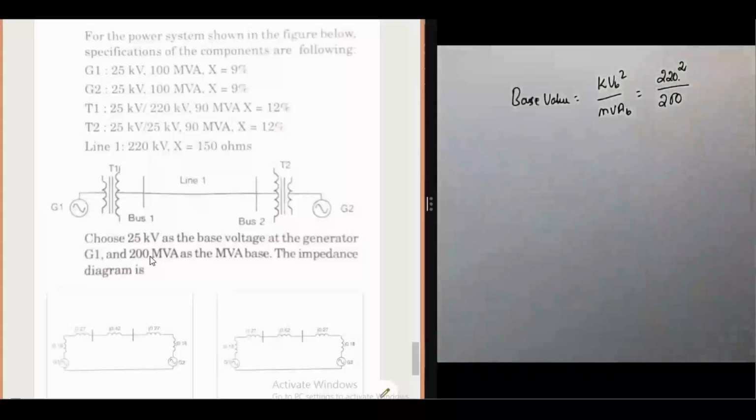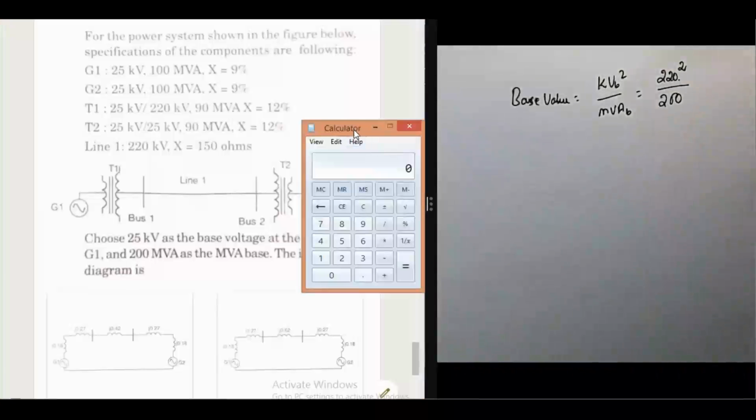Then simplify this one by using the calculator. Here in your examination, the calculator option is available. It's not taken from your system calculator. In your examination software also provides the calculator. You use that calculator. I am using the system calculator here. 220 into 220 divided by 200.